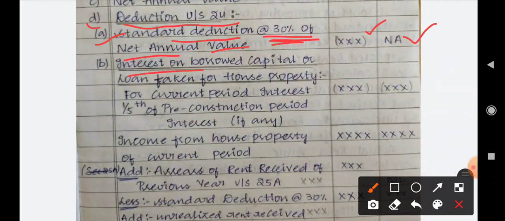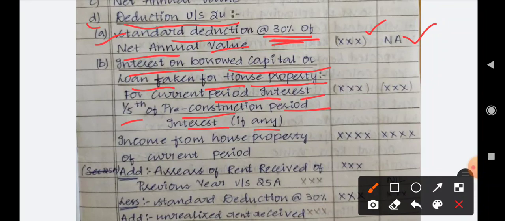Next, interest on borrowed capital. Interest on borrowed capital or loan taken for house property will be allowed. For current period interest and 1/5 of pre-construction period interest, if any, will be allowed. Please remember one thing, pre-construction period interest you will get only for 5 assessment years after completion of construction, immediately 5 assessment years. So I am giving a point to you all.